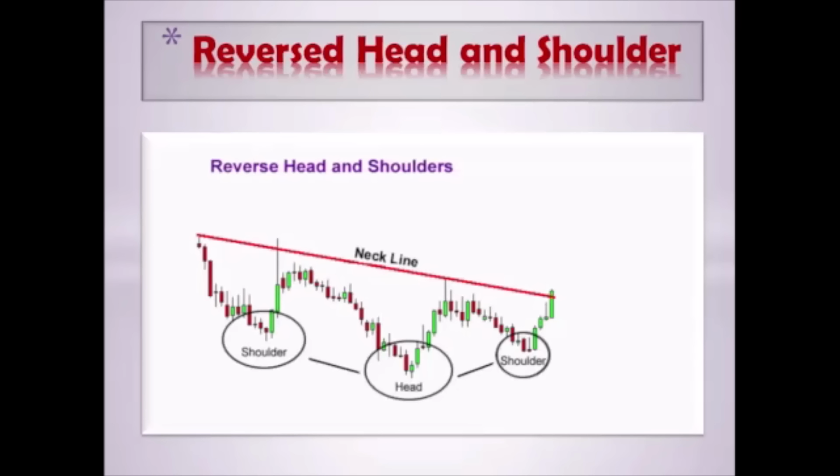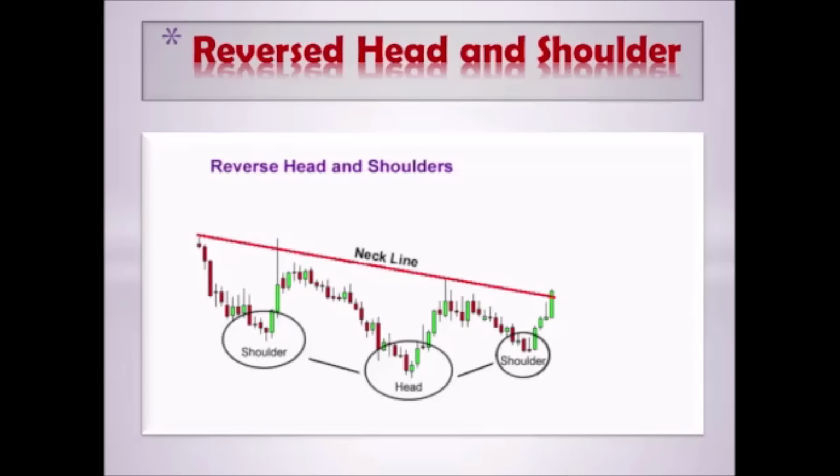Alright, so reversal head and shoulders. How does the reversal head and shoulders work? The name speaks for itself. It is basically a head and shoulder formation, except this time it's in reverse. In reverse, a valley is formed, which is the shoulder, followed by an even lower valley, which is the head, and then another higher valley, which is the shoulder.